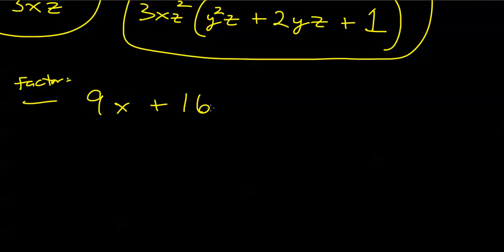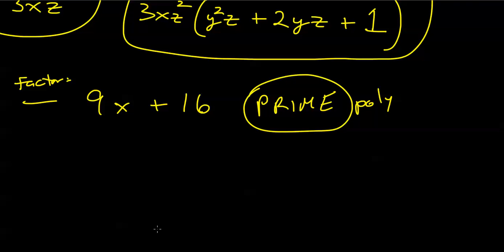9x plus 16, I'm going to call something like this prime. Just like a prime number can't be broken down, a prime polynomial can't be broken down. So this is a prime polynomial, or I would just call it prime. Right? Can't be factored. Cannot be broken down into simpler products of other factors. Alright, let's look at another one.